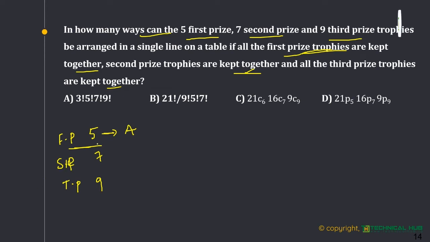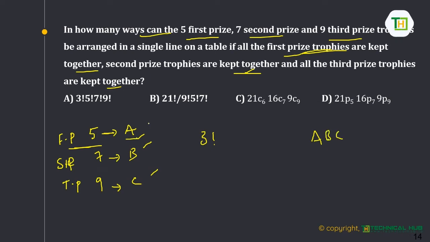And similarly, all the second prizes are kept together, which means I will consider all the second prizes as one unit, that is equal to B. In the third prizes also kept together, so I will consider all these 9 prizes as one unit, that is equal to C. So how many ways can I arrange A, B, C? Here 3 units are there. So 3 factorial. So how many ways can I arrange? 3 factorial.